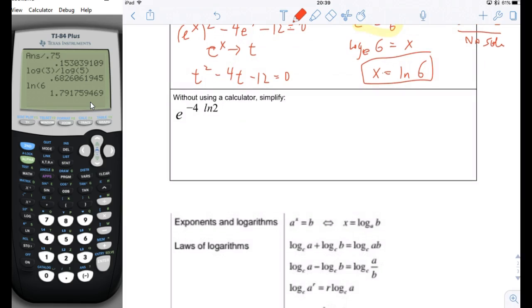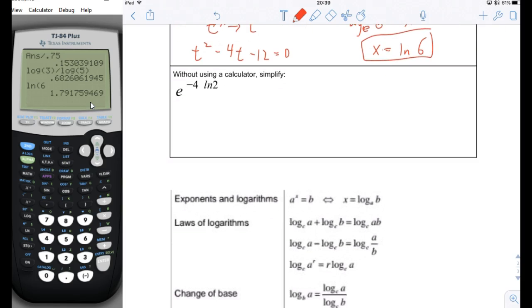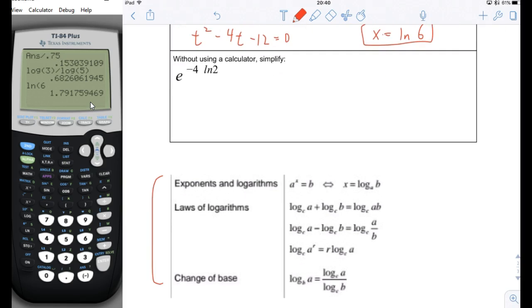Okay, alright, last one. Without using a calculator to simplify this expression, we're going to use the log rules. Okay, so if you have e to an exponent, you can group the exponents. So I could write this as e to the negative 4 to the natural log of 2, or I could write it as e to the natural log of 2 to the negative 4th.